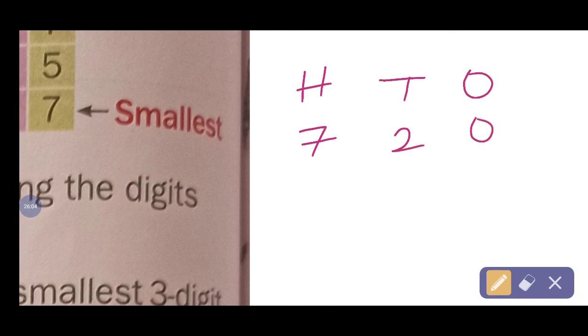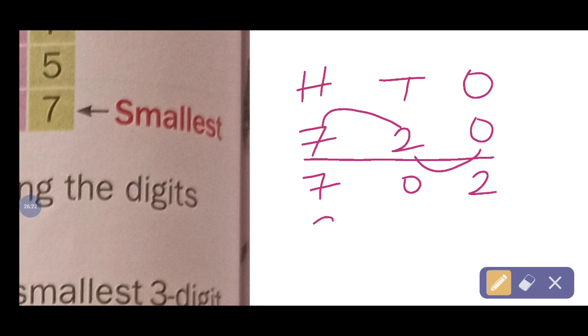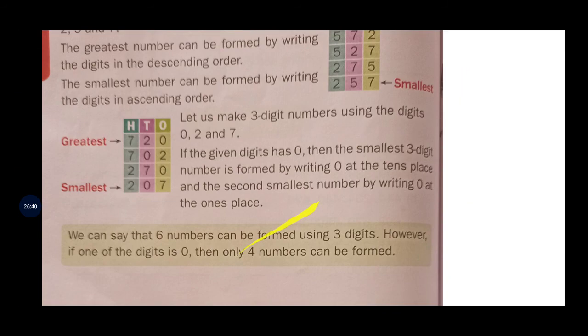First think of 720. In the second step, what are we going to change? Only these two will change: 702. Understood? Yes. In the third step, take this one, these two will change: 270. Then the next step, these two will change: 207. This is the formation. Very simple and very easy formation. Understood, all of you? Very simple.